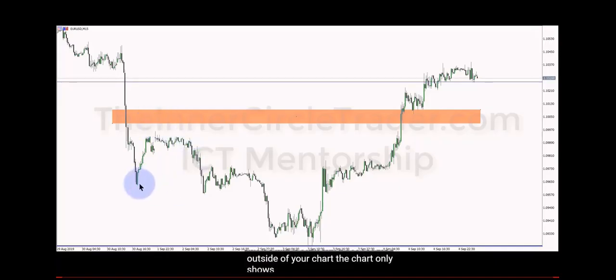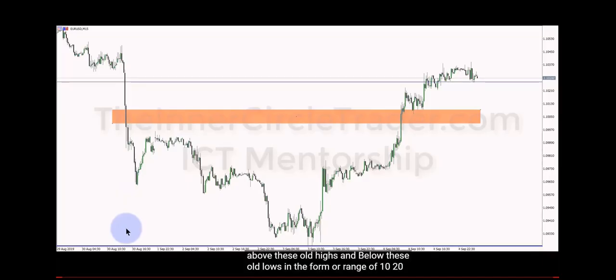The chart only shows a candle low to a candle high, and everyone's worried about patterns and levels that create the high and the low. I'm interested in specific price levels above these old highs and below these old lows in the form or range of 10, 20, and 30 pips on a sweep, or 5, 15, and 25 in terms of grades of above and below old highs and lows. Because IPTA will search for liquidity in that manner.